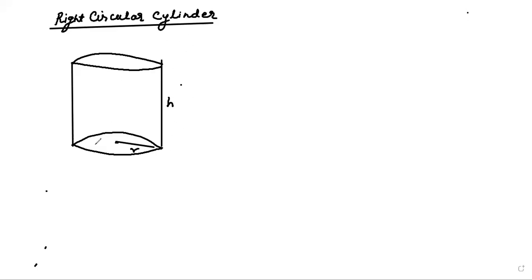So this curved surface area, I would like to get the curved surface area. This curved surface area is given by the formula 2 pi r h. Curved surface area is given by the formula 2 pi r h.